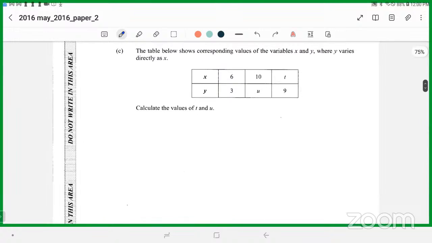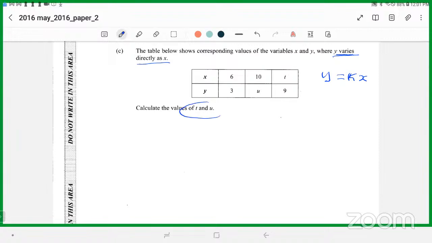This question says, this is a variation question. The table below shows corresponding values of variables x and y. When x varies, see, this is the variation now, y varies directly as x. So if that's a direct variation, it means that y is equal to a constant times x. If it was inverse, instead of direct, then it would be y equals k over x. Well, this one is direct, so it's y equals k times x.